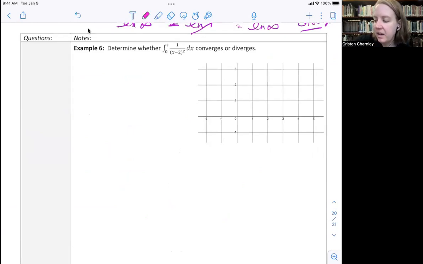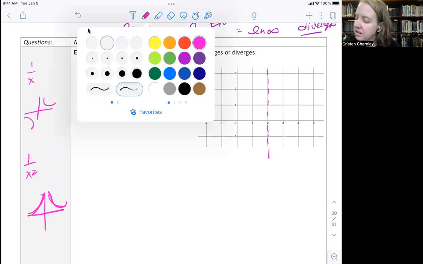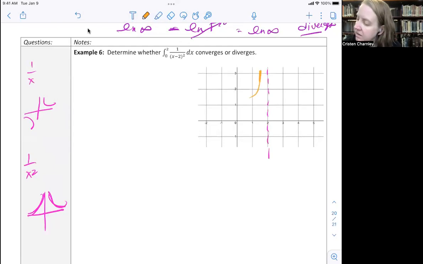Just a little throwback here. 1 over x looks like this. 1 over x squared: you take the negative piece that's in the third quadrant and it flips up to the second quadrant, so it looks like this. And then if you have that minus 2, it's going to shift the whole thing to the right too. So you have a vertical asymptote at 2. And if we graph this, let's go with a different color, orange. I know that it looks like this. It will definitely pass through this point, it will pass through this point, but it will not cross over the x-axis. You have a horizontal asymptote there.